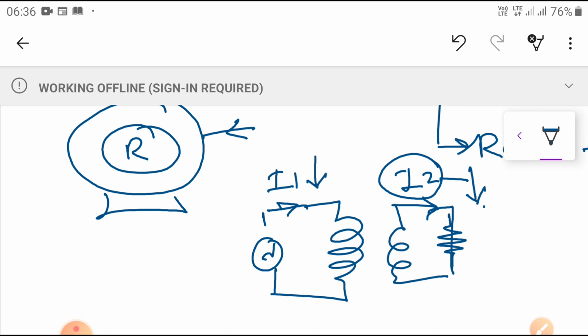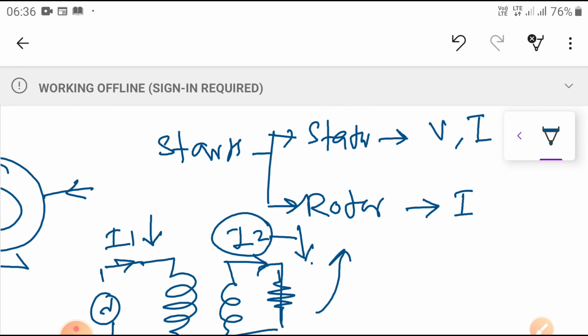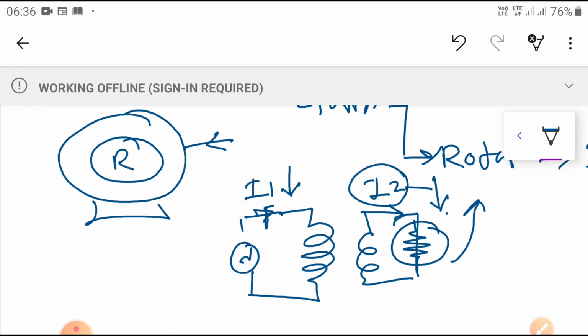So this type of technique can be used on the rotor side of our slip ring induction motor. But in a squirrel cage induction motor, it is not possible to insert extra resistance in such a way. Hence, for squirrel cage induction motors, I can control the speed and the current from the stator side.